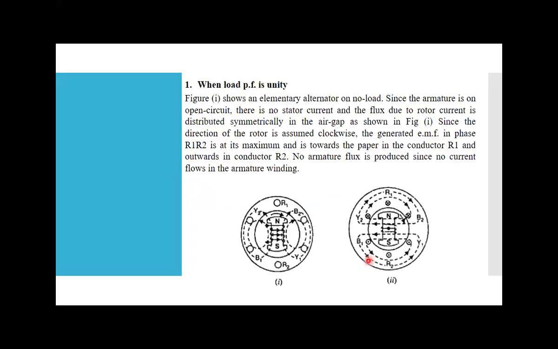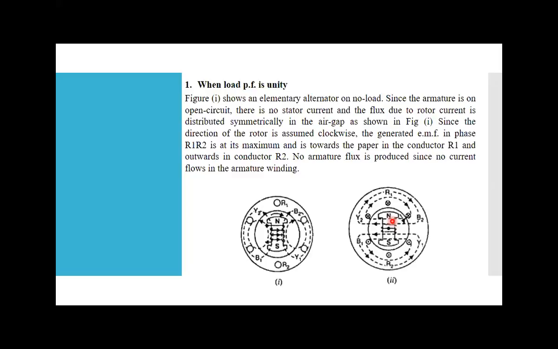So you can see we have two figures, figure number 1 and figure number 2. Here we have a three phase winding. Three phase, we are aware, is RYB. So this is my R phase, R1 R2. This is my Y phase, Y1 Y2. And this is my B phase, B1 B2.